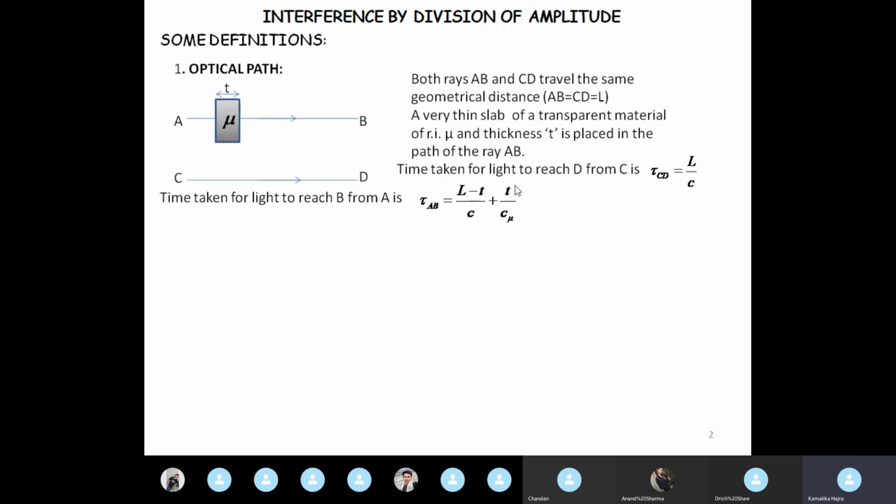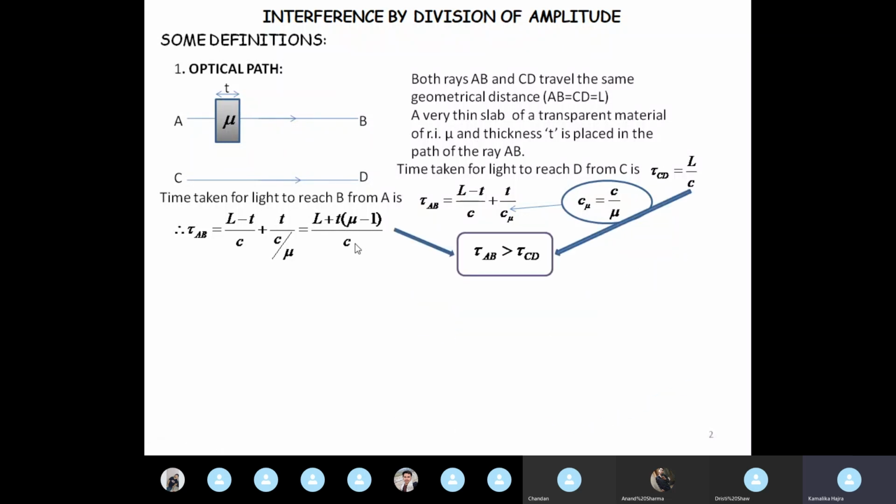Okay, don't confuse yourself with this symbol. This small t is the thickness and not time. Tau is the symbol for time over here, right? You can write c_mu, the speed of light in the material of refractive index mu, as c by mu. You all know this, mu equal to c by c_mu. So c_mu equal to c by mu. So if you do a little bit of algebra, tau AB, the time taken by light to reach B from A, is L plus t into (mu minus 1), all by c.